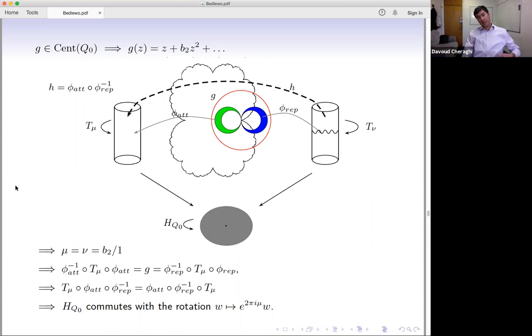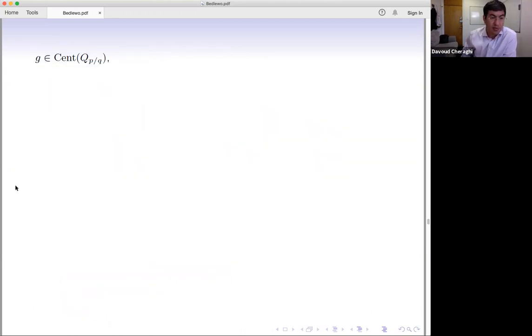Okay, so a fairly simple observation. You can repeat the same thing for an arbitrary quadratic map with a parabolic fixed point. There is some preparation to do at the beginning. The first observation is that if g commutes with q_{p/q}, then the derivative of g is a q-th root of 1.